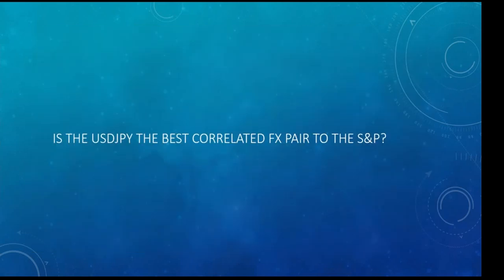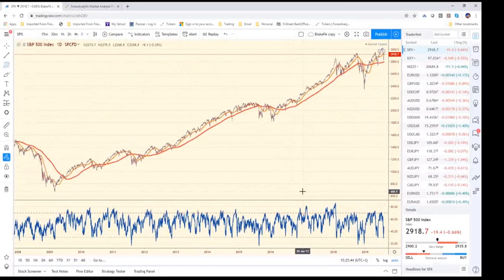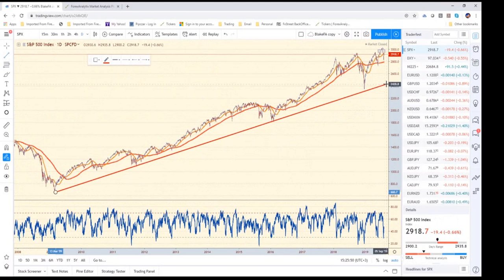So if you go back to the question, is the dollar yen the best correlated FX pair trade versus the S&P? What I wanted to do is actually go through some charts here and take a look. Okay, so once again, here's the S&P, and this is the chart that we were just looking at. By the way, on all these charts I'm going to be doing a little bit of technical work with you.